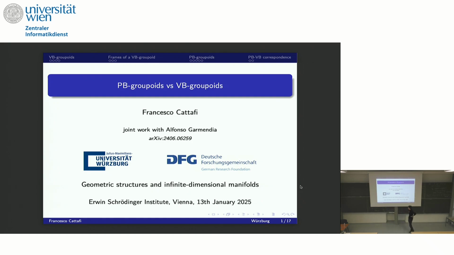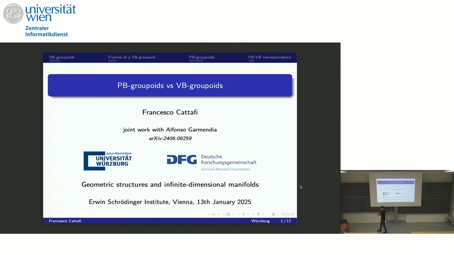Okay, so as you can read, I will talk about a work which I did with Alfonso Garmendia. We put it on the arXiv last summer, so you can have a look there if you want more information. And this is about PB-groupoid versus VB-groupoid. So before focusing on the word groupoids, let's just remove it and just do PB and VB. So this means principal bundles and vector bundles.